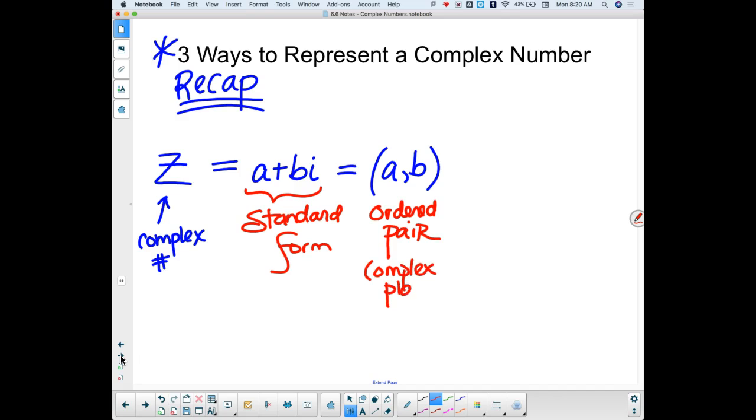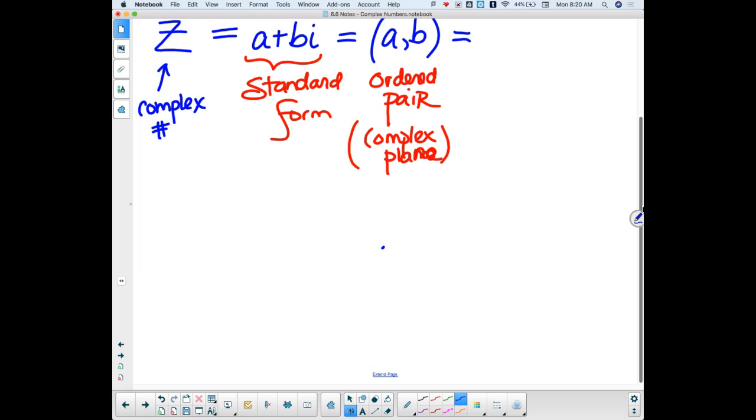I had to think there for a minute. Complex plane. Plane. That's plane. Yep. Okay. Which is also equal to. Oh man. Nope, you gotta extend the page down at the bottom. First time using this smart board. Exactly. Now she's got a dot. Hold on. Now you got a dot in the middle.